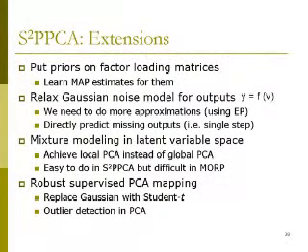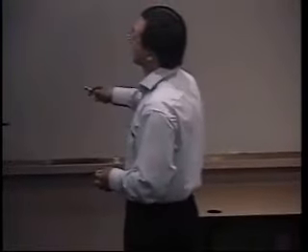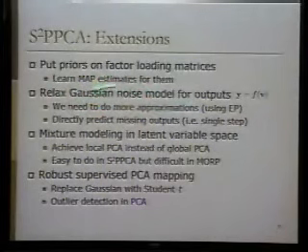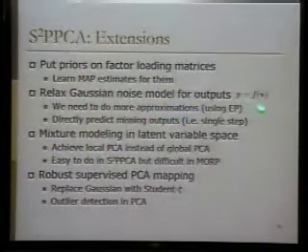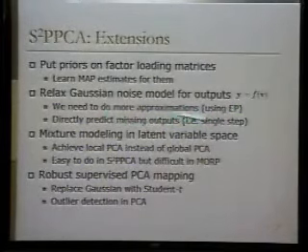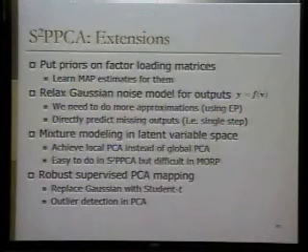Okay, so we can see some extensions for this probabilistic model. We can put some priors on the factor loading matrix, so we can do MAP instead of ML estimate. And we can relax the Gaussian noise model for the output, because for classification, Gaussian noise is not very good. But if you do this, then when you train the projection, you have to do more approximations, like using EP to approximate it with a Gaussian. So it's a little bit complicated.